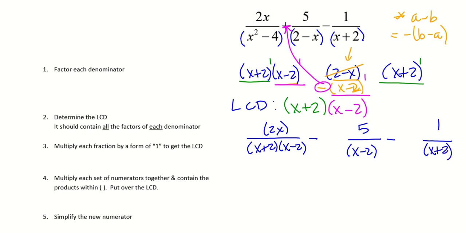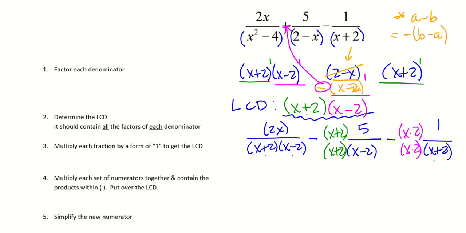So when I look at this first fraction, right, my LCD was x plus 2 times x minus 2, and this fraction already has both of those denominators. I don't need to change it. My second fraction has the x minus 2, but not the x plus 2. So I'm going to multiply top and bottom by x plus 2. My third fraction has the x plus 2, but not the x minus 2. So I'm going to multiply top and bottom by x minus 2.